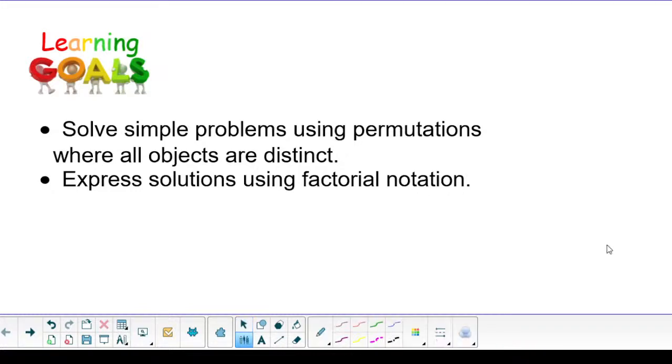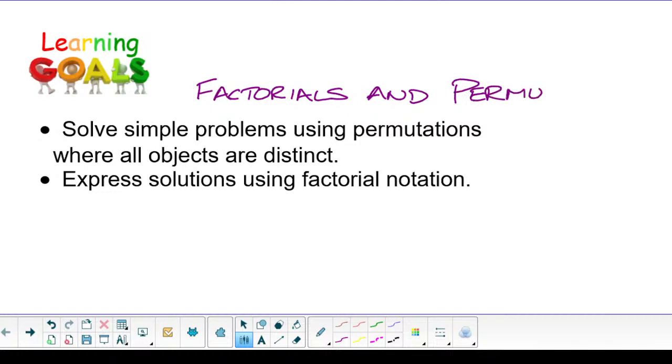All right, today's lesson is on factorials and permutations. Factorials and permutations.